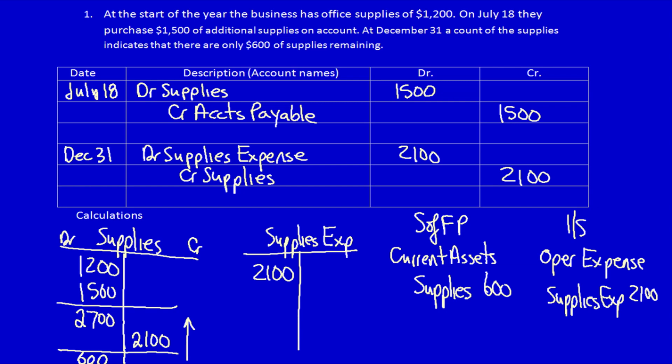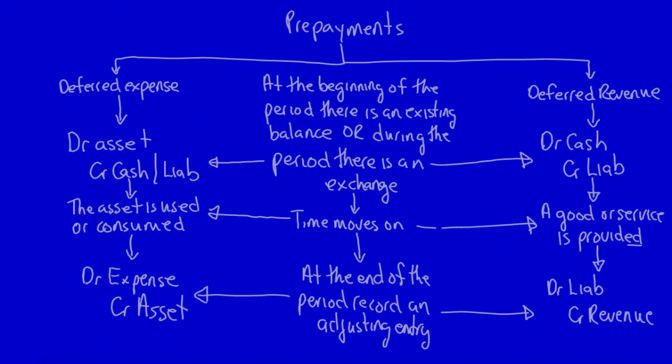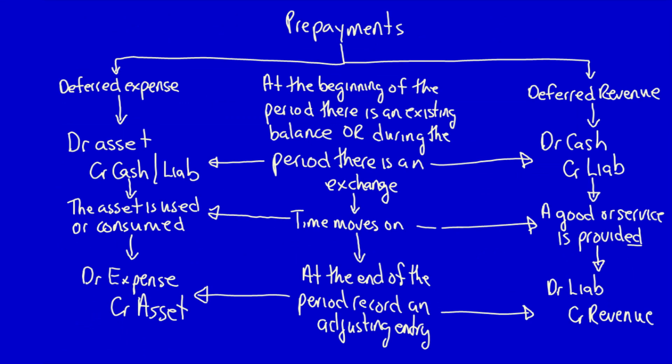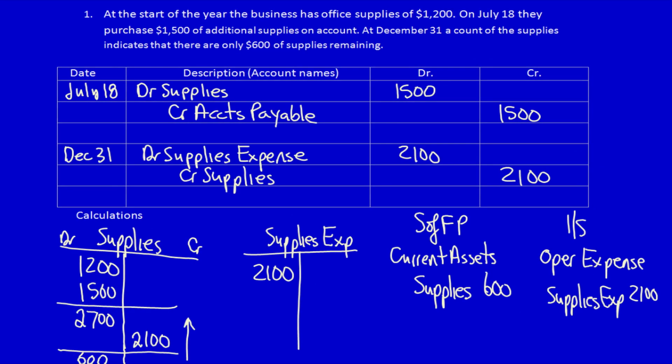Let's see if we're matching our flowchart. We started off with an opening balance. Then there was an exchange between two parties, debit asset, credit cash, or liability. Over time, we used or consumed the asset supplies. In that case, at the end of the period, I have to do an adjusting entry, debit supplies expense, credit supplies. Perfect.